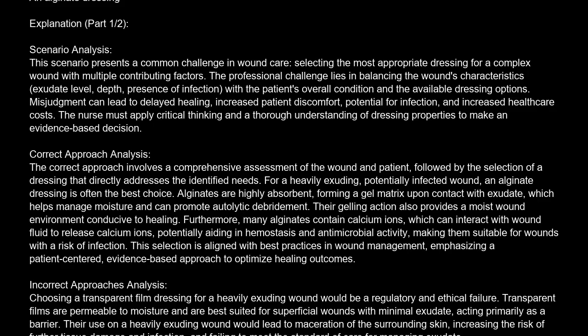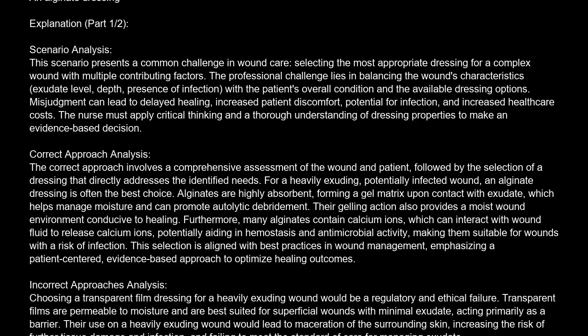Explanation: scenario analysis. This scenario presents a common challenge in wound care, selecting the most appropriate dressing for a complex wound with multiple contributing factors. The professional challenge lies in balancing the wound's characteristics, exudate level, depth, presence of infection, with the patient's overall condition and the available dressing options. Misjudgment can lead to delayed healing, increased patient discomfort, potential for infection, and increased healthcare costs. The nurse must apply critical thinking and a thorough understanding of dressing properties to make an evidence-based decision.